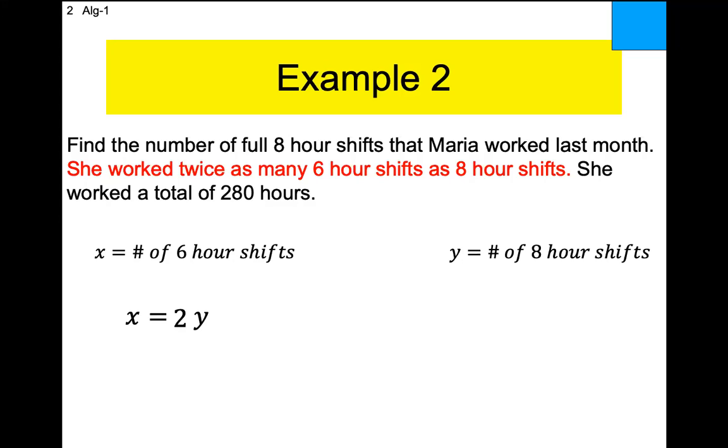I said the second sentence would be easy. She worked a total of 280 hours. Well, what would that mean? Something equals 280. What equals 280? 2 times Y equals 280. Well, what does x represent? Not 6, but the number of 6-hour shifts. What does y represent? Number of 8-hour shifts.